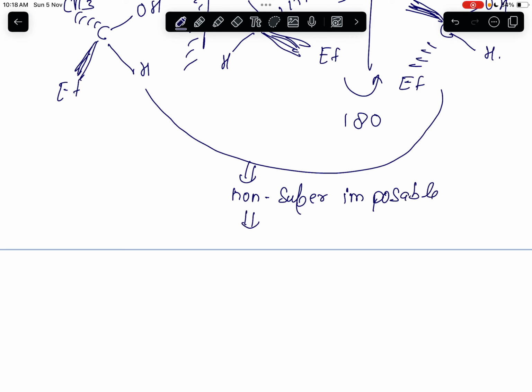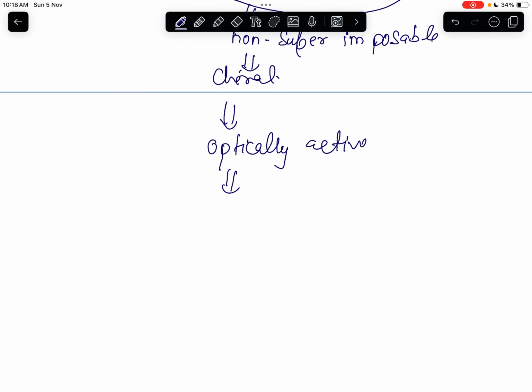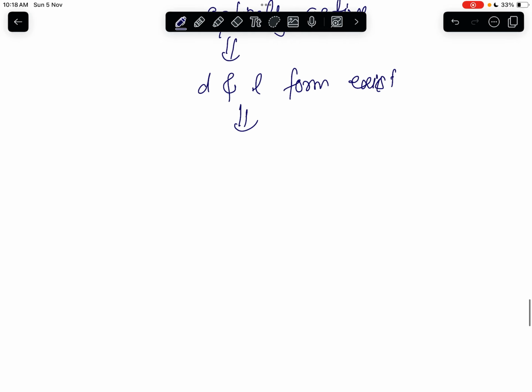That means chiral. That means optically active. Their D and L forms exist, and we can represent them by plus and minus degree signs. So now let's understand how we can explain this in the case of nucleophilic substitution, SN1 and SN2.